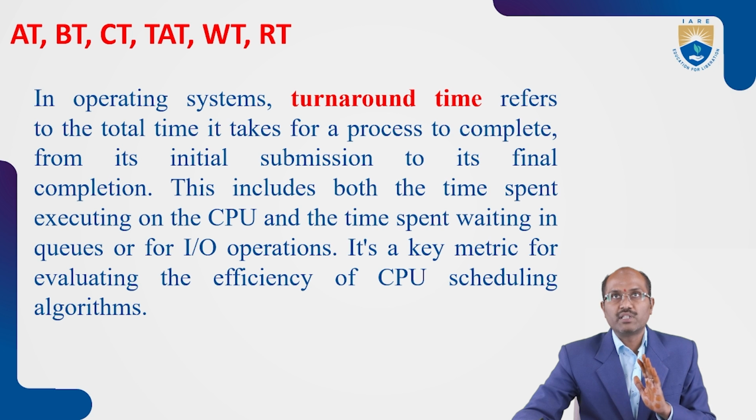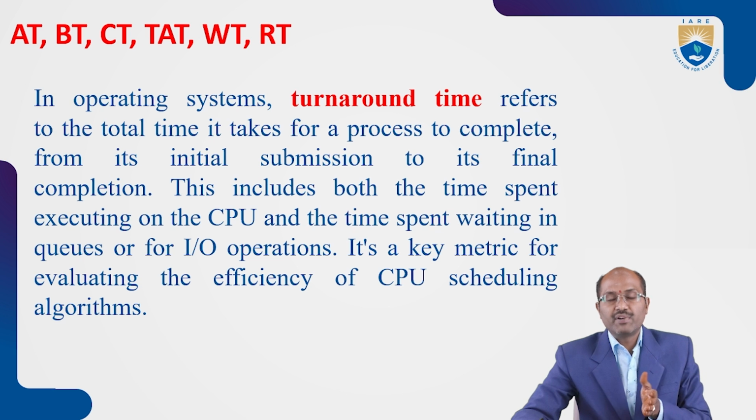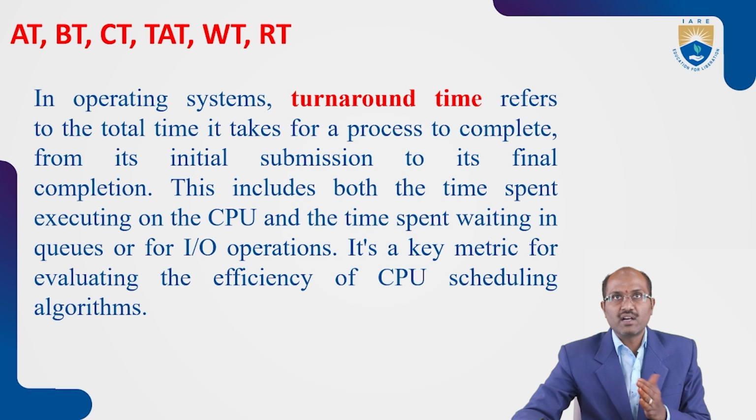That is turnaround time. Turnaround time refers to the total time it takes for a process to complete, from initial submission to its final completion. This includes both the time spent executing on the CPU and the time spent waiting in the queue or on input output operations. It is a key metric for evaluating the efficiency of a CPU scheduling algorithm. We will discuss turnaround time in detail after this slide.